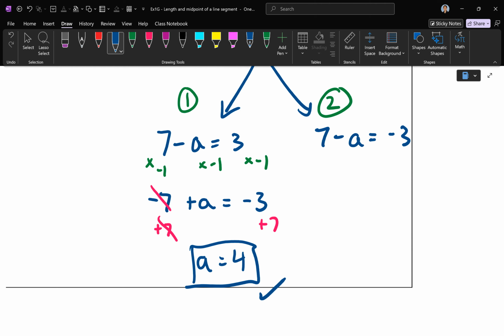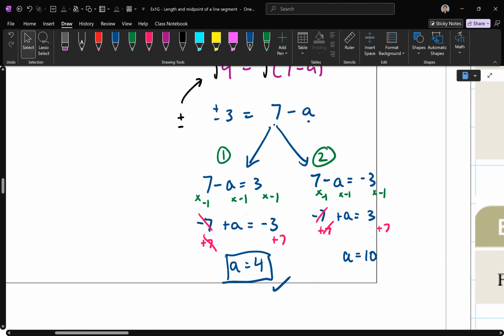But there was another hidden answer, which once you get to quadratics, you'll understand why we have 2. Here, if I did the same thing again, times them all by negative 1, just because I like working with positive numbers, so here you get negative 7 plus A is equal to positive 3. And then we do the same. Add 7 on both sides. That cancels out. A is equal to 10.